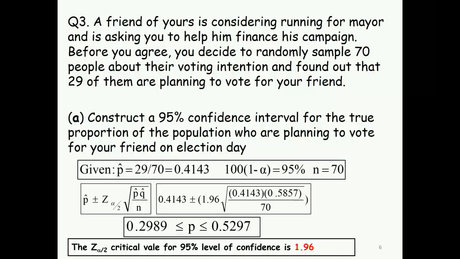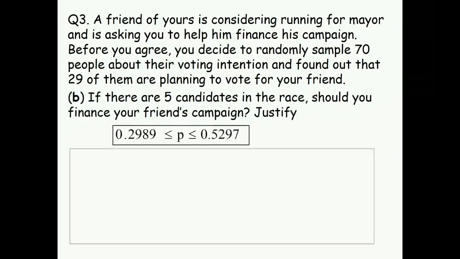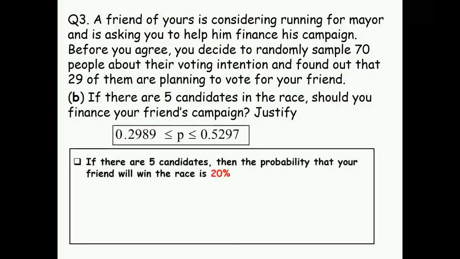So you would assume that there could be 1 person who would take the 90% and the rest 4 candidates might not get anything. But if we are thinking of probability, your friend has a 20% chance of winning without any kind of help. But if you help, he would get between 30 and 53%, far above. So, if there are 5 candidates, then the probability that your friend will win the race is 20%.